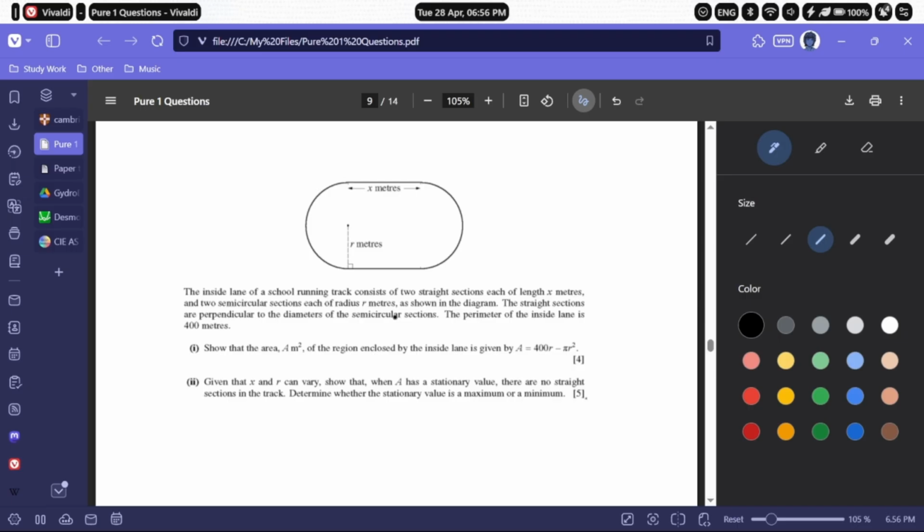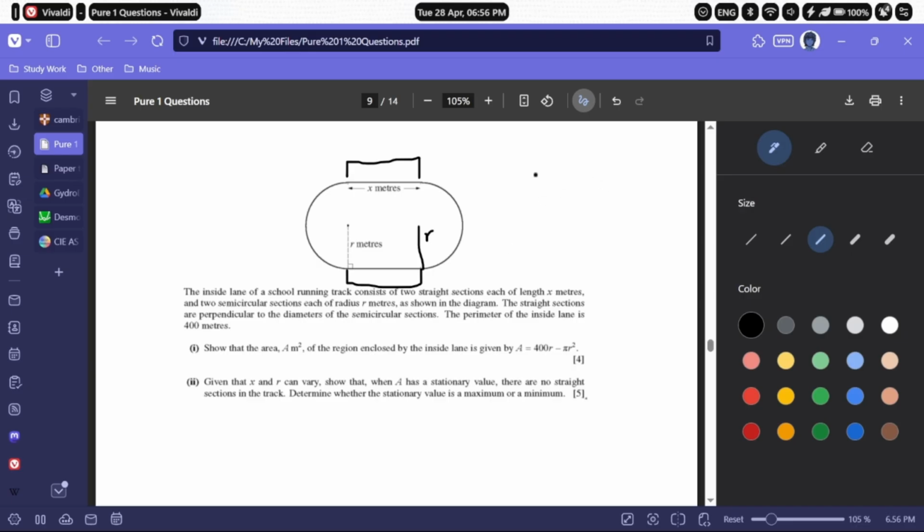Anyway, moving on. I'll just go through the question once. All right. So the inside lane of a school running track consists of two straight sections, each of length x meters. So this section over here is x meters. This section over here is also x meters. Now there are two semicircular sections, each of radius r. So this would be r as well.